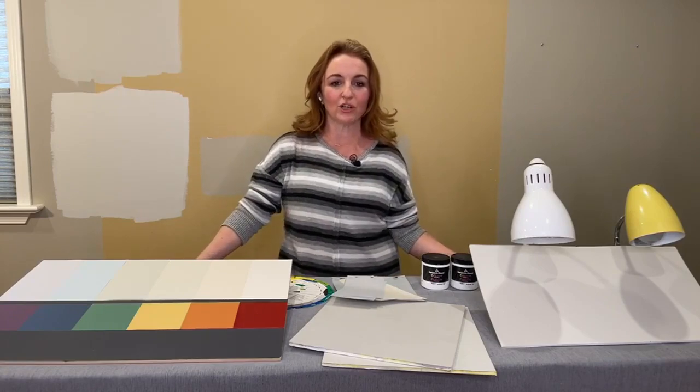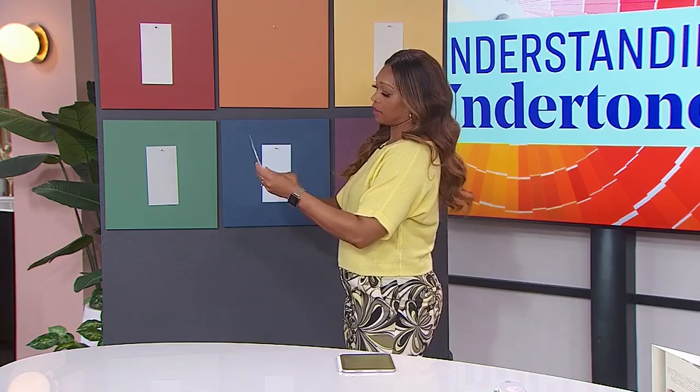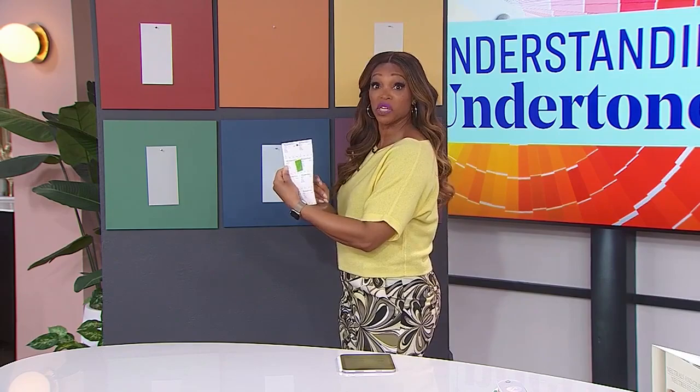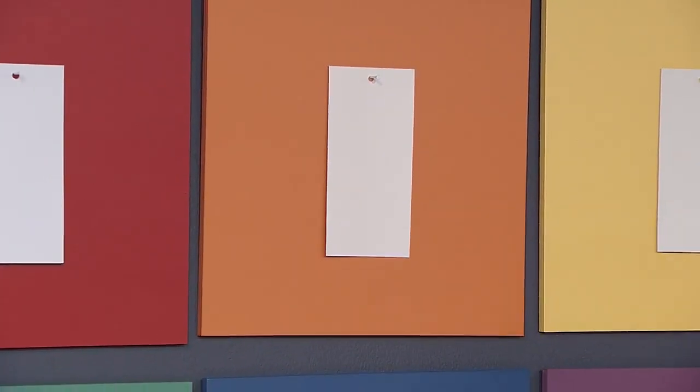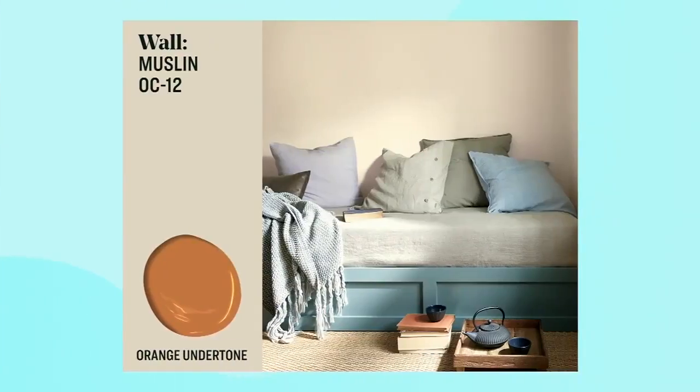Let's see how you did with orange. Okay, let's see how I did. I actually didn't even cheat this time. It's orange. Yay! That's Muslin, which is actually a very popular neutral. I think of it as a light and lively beige, a more contemporary beige.